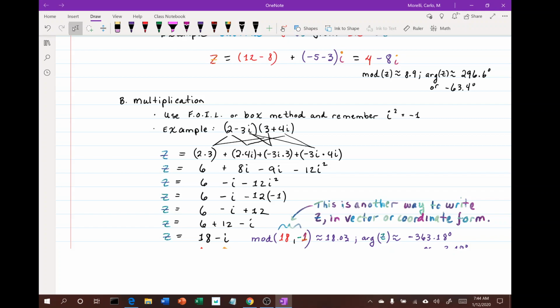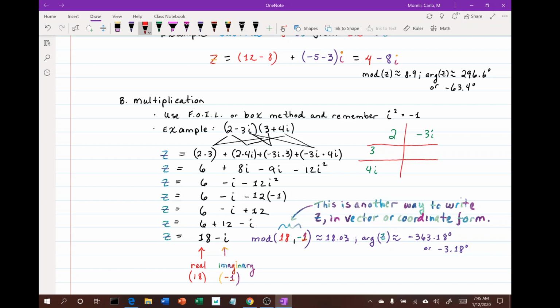If you want, cover up the screen, pause it, write that problem down, and then try to do it to make sure that you know what you're doing with your FOIL. First, outer, inner, last. You can also use box. Box works as well. So I'll show box here just since I didn't show it anywhere else. So that's 2 and then negative 3i, and then over here we've got 3 and 4i. A lot of people prefer box. I like FOIL because it takes up less space and I can just keep writing.